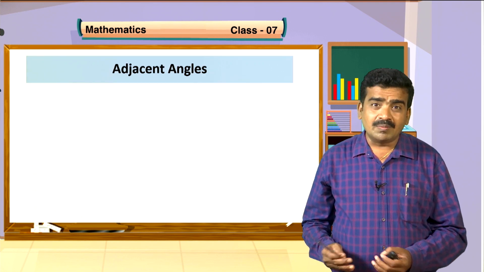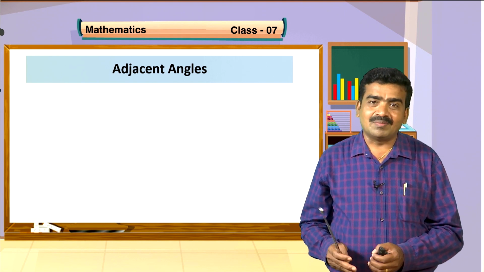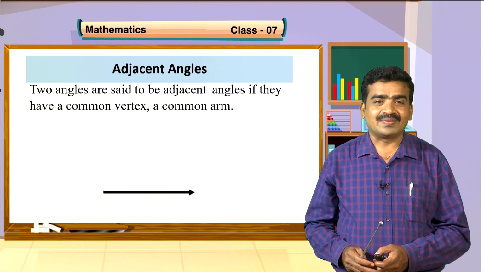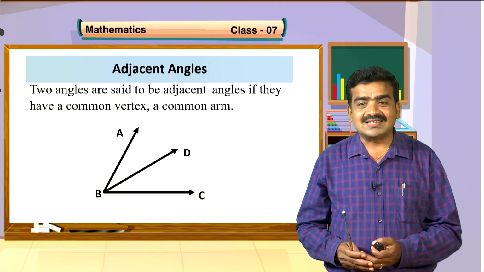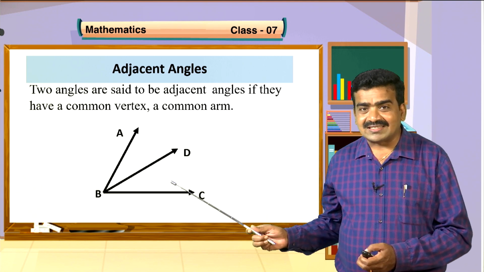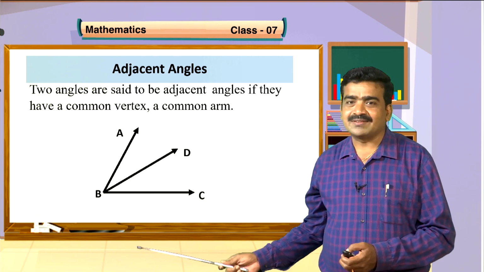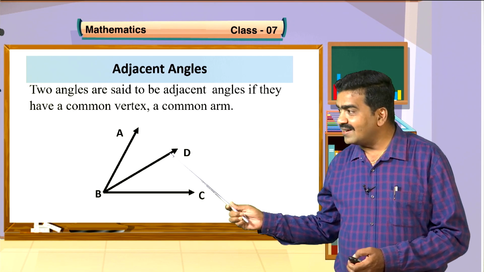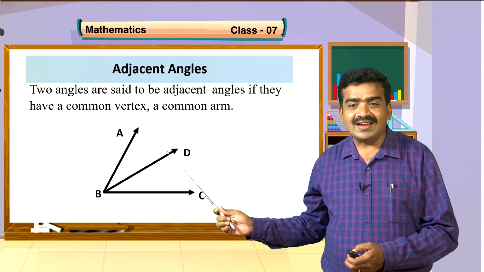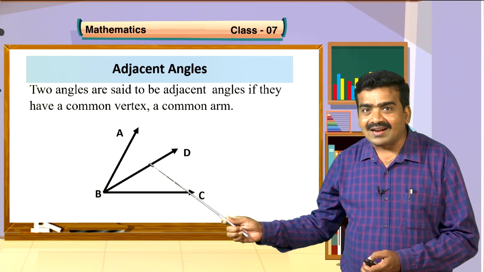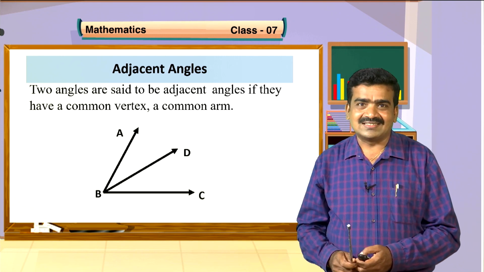Now, what do you mean by adjacent angles? Yes, you are right. Adjacent angles have a common vertex and a common arm. Two angles are said to be adjacent angles if they have a common vertex and a common arm. In this example, B is the common vertex and BD is called the common arm. And angle ABD and angle DBC are called adjacent angles.